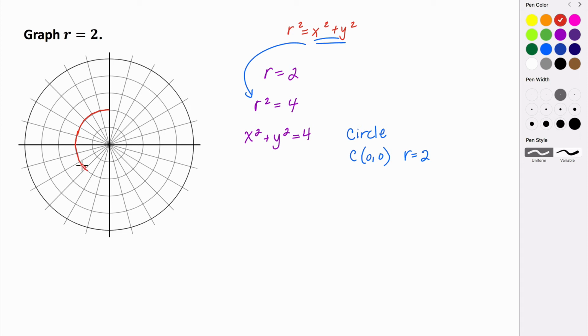Really bad at drawing circles even when I'm trying to trace something. But you get the point. It's just this circle here.